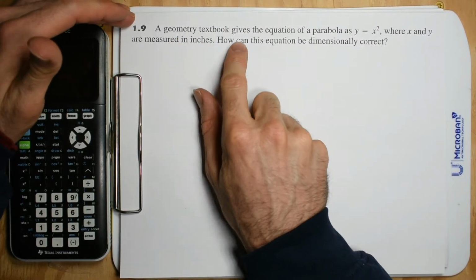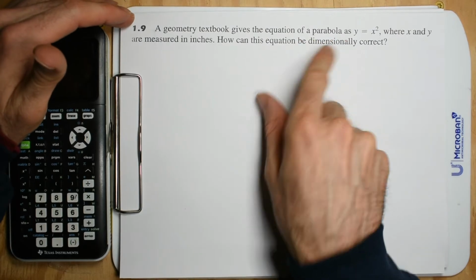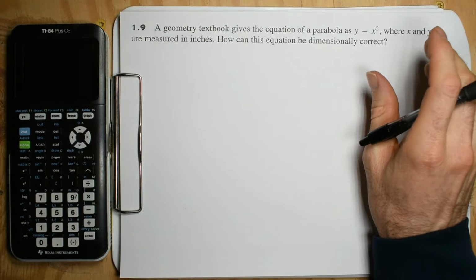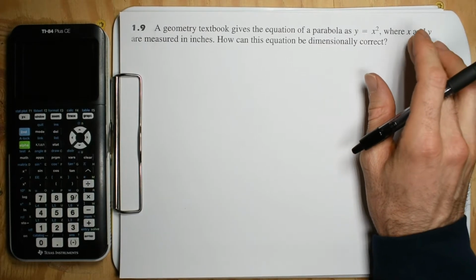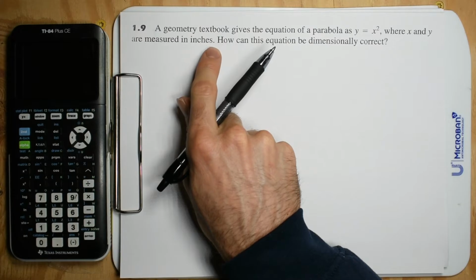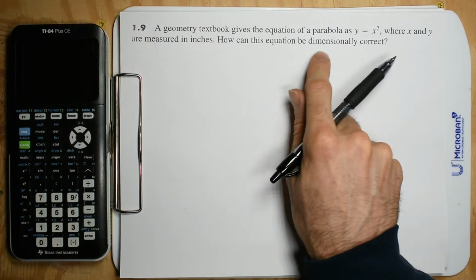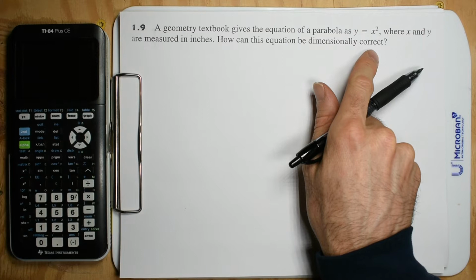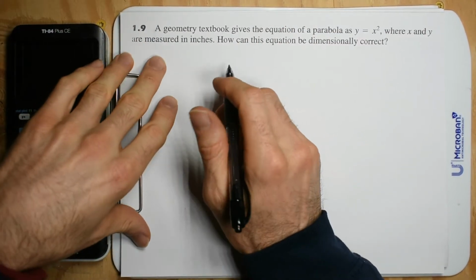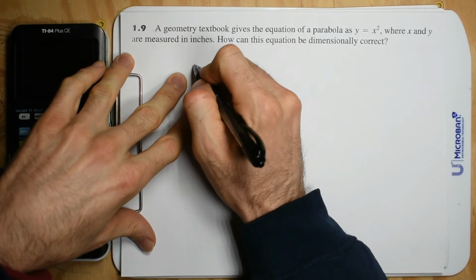A geometry textbook gives the equation of a parabola as y is equal to x squared. We've all done this one. But the crazy thing is they say where x and y are both measured in inches. That's true. And so how can this equation be dimensionally correct? I've already thought it all the way through, and it's not dimensionally correct.